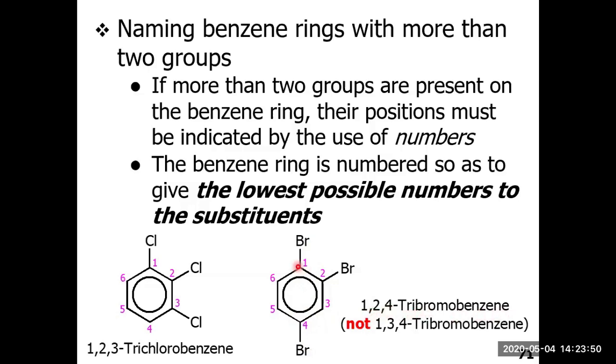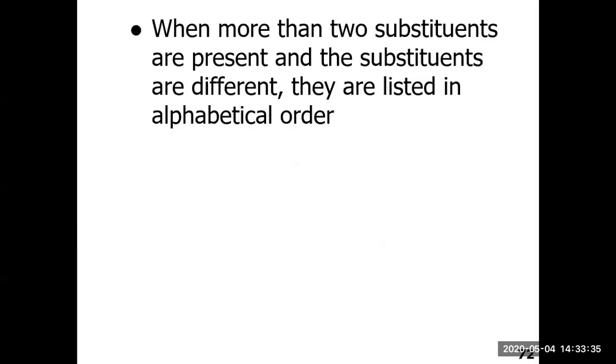And in doing that, we'll have 1,2,4-tribromobenzene. Now, if we number this benzene ring in a counterclockwise manner, that is 1, 2, 3, and 4, then we will have a set of locants of 1, 3, and 4, and this is higher than 1, 2, 4. The next thing we have to know is that when we write the final name of the molecule, the substituents must be listed in alphabetical order.